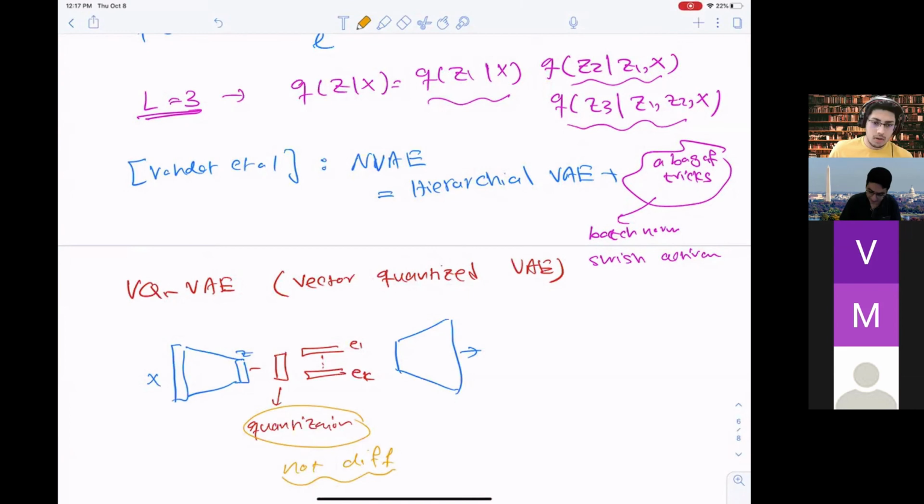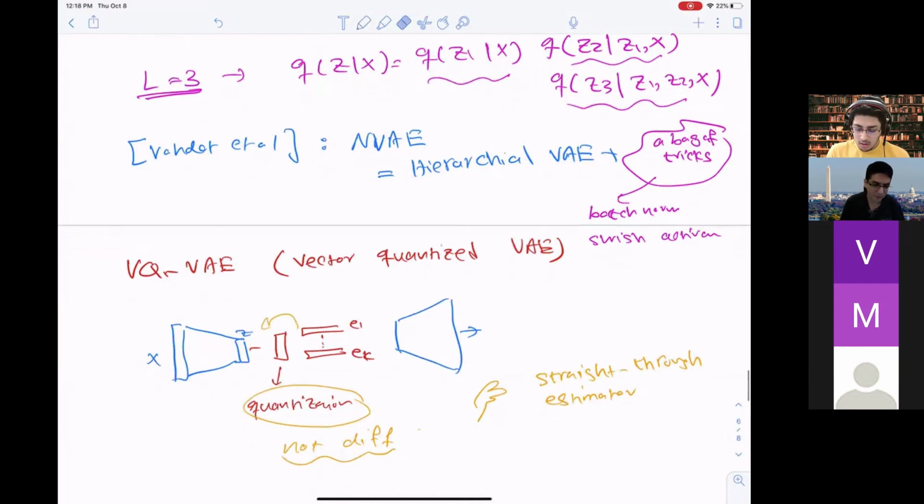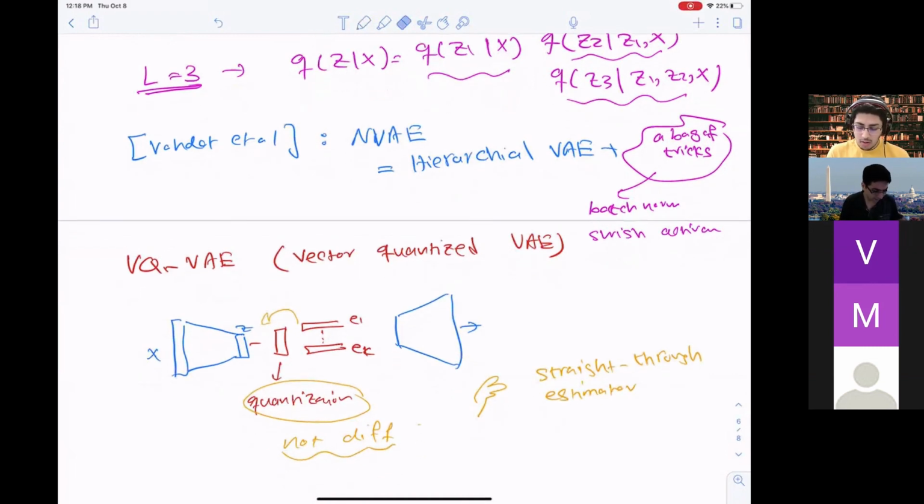They get around this using a heuristic called the straight-through estimator, which is a fancy name for saying ignore the quantization when you compute your gradient. When you compute your gradient, you just copy-paste the gradient from the output of the quantization layer to the input. And that's basically it for VQ VAE.